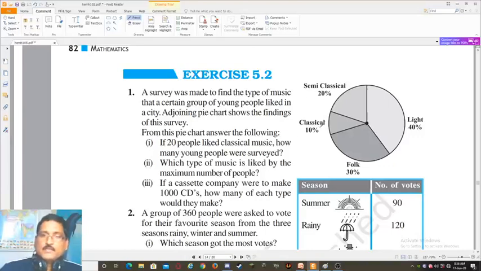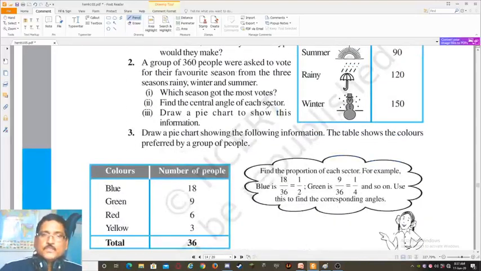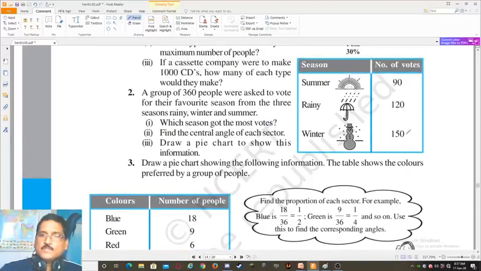Okay, semi-classical, classical, it is not mentioned here. You have to find out which 20 people will be equivalent to classical music. The total number of people is not given. You just replay my video, you will come to know how many people there are in the pie chart. 360 people, different types of seasons. So here the total number is not given. So if I add, it will be 360 degrees.